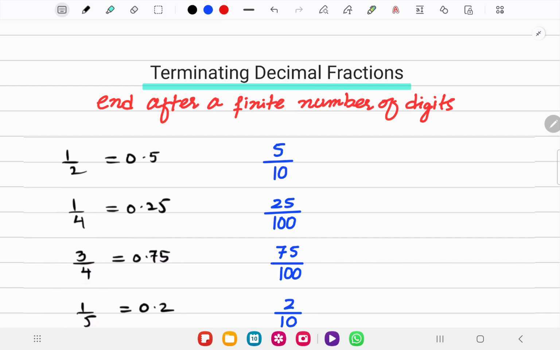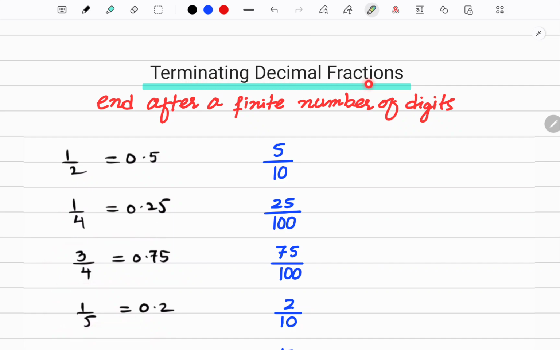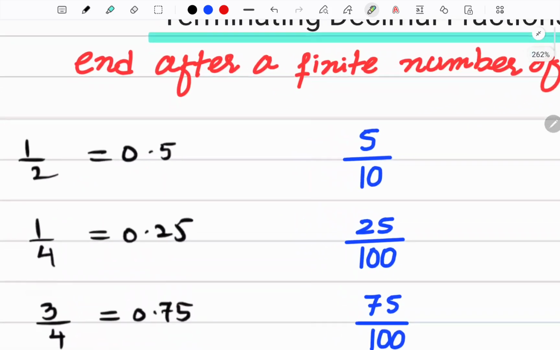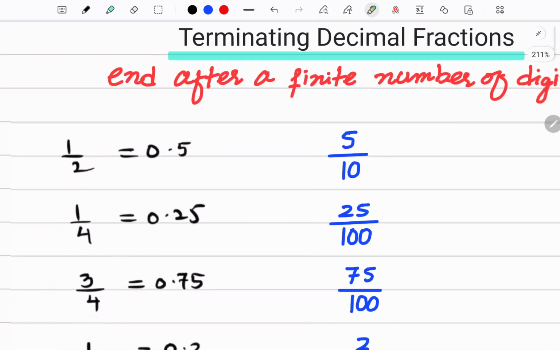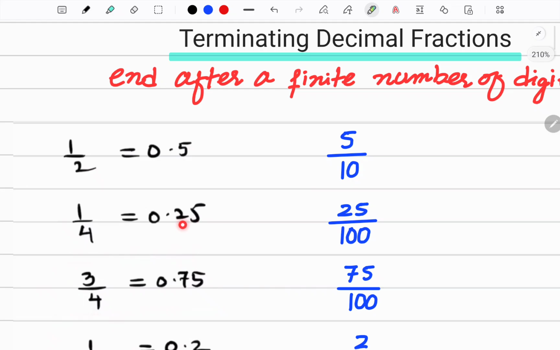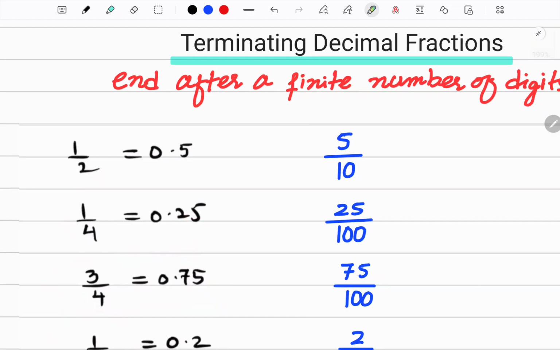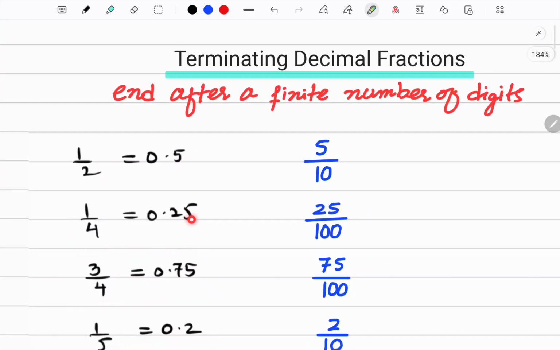First of all, understand what terminating decimal fractions are. Those fractions which end after a finite number of digits. For example, we all know 1 divided by 2 is 0.5. It has one decimal place. 1 upon 4 is 0.25. It has two decimal places. So these decimals end after a finite number of digits.